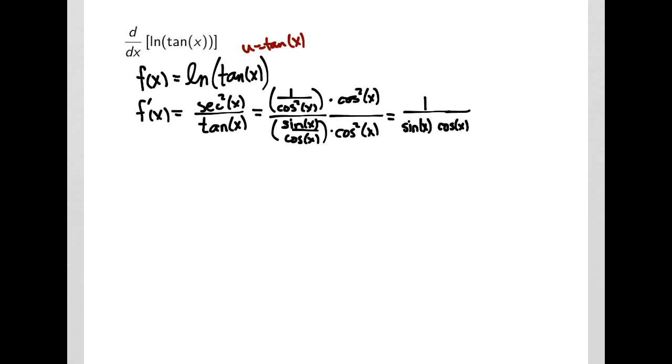And one way to see that is 1 over sine of x is the cosecant, and 1 over the cosine is the secant.